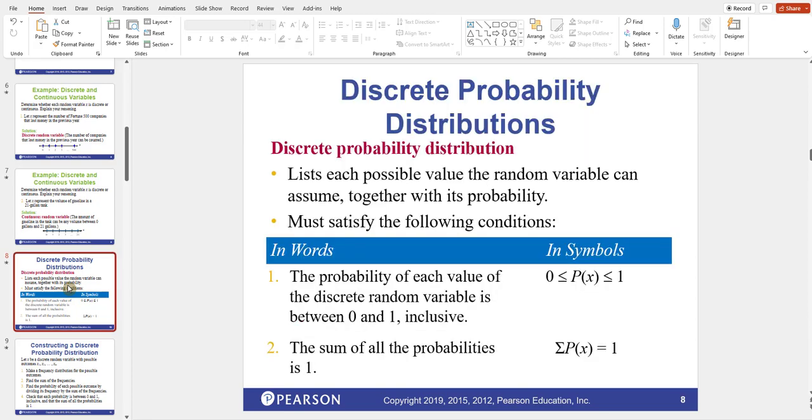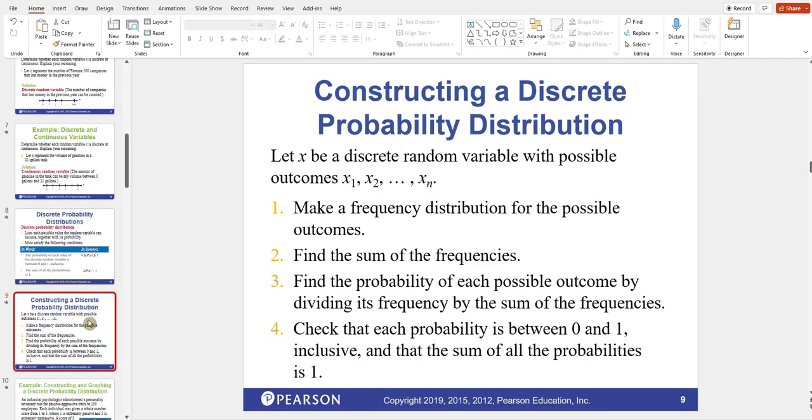So with discrete probabilities, your probabilities have to fall in between 0 and 1. Your probabilities cannot be negative and your probabilities cannot be over 1. And when you add up all the probabilities in the probability distribution, they have to equal 1. So they have to satisfy these two conditions.